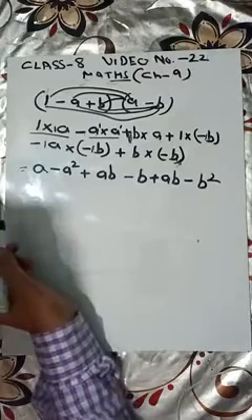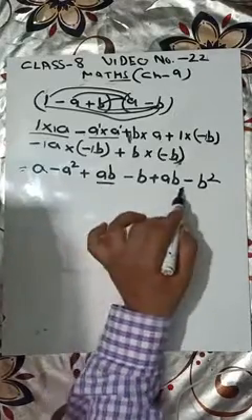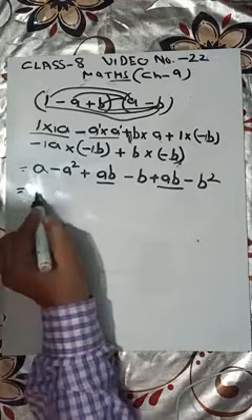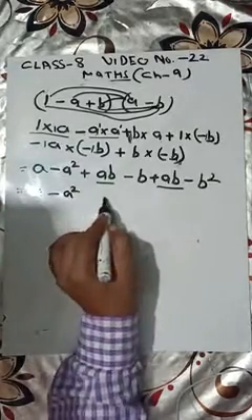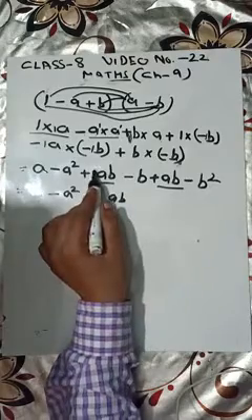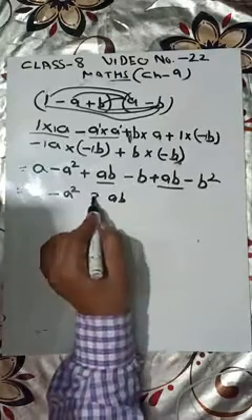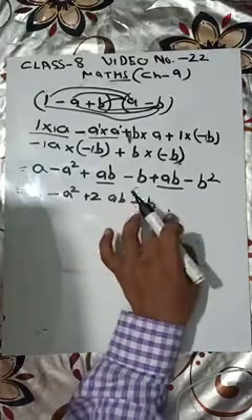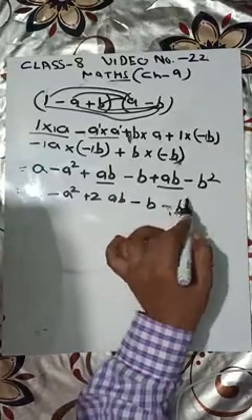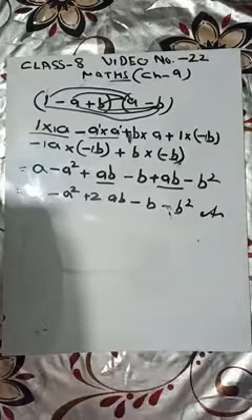Now underline the like terms. See, this is a like term. The rest of the things will be the same. a minus a square. This and this will be what? The answer will be ab. What is the number here? It is 1 and it is 1. It will be what? 2. So plus 2ab, minus b and minus b square. This is your answer.